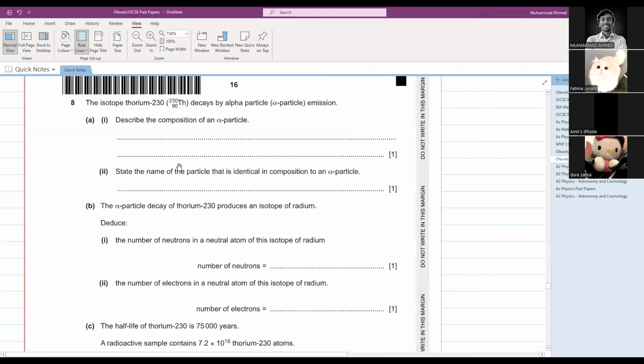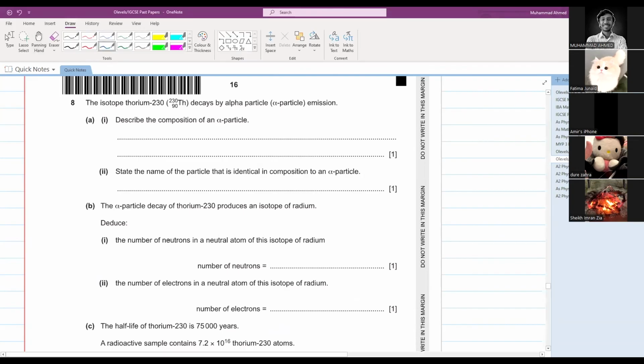The isotope thorium 230 90 decays by alpha particle emission. Describe the composition of an alpha particle. What is the composition of an alpha particle? An alpha particle contains two protons and two neutrons. Perfect.